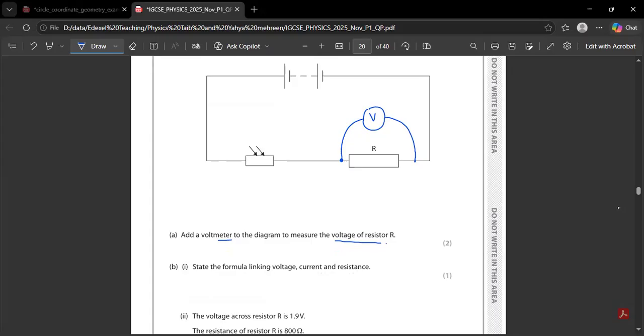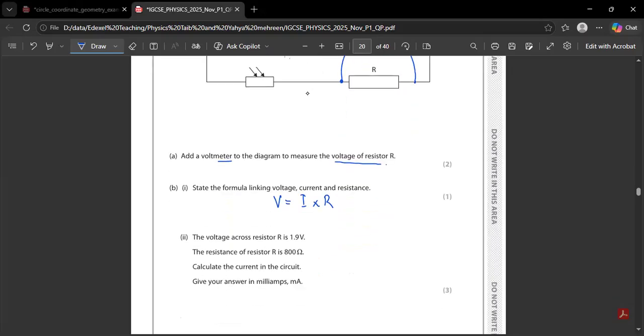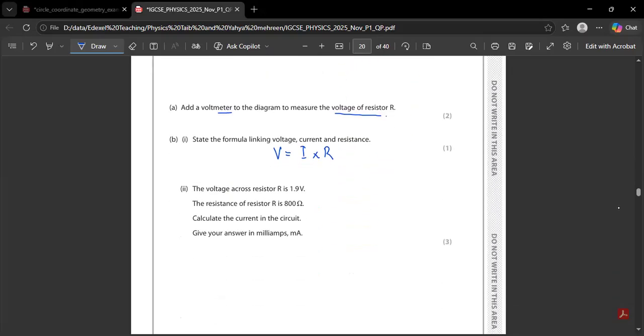State the formula linking voltage, current, and resistance. We all know V equals IR. The voltage across resistor R is 1.9 volt. The resistance of resistor R is 800 ohm. Calculate the current in the circuit.